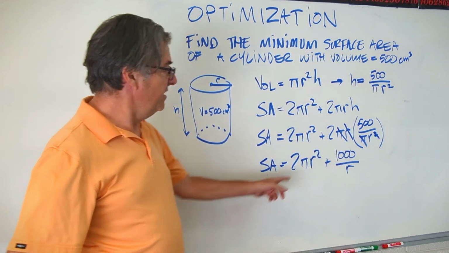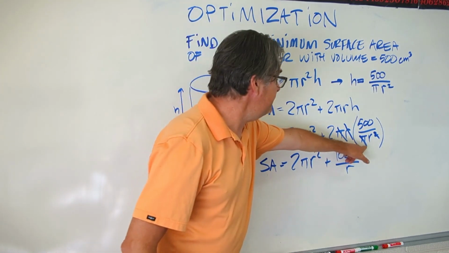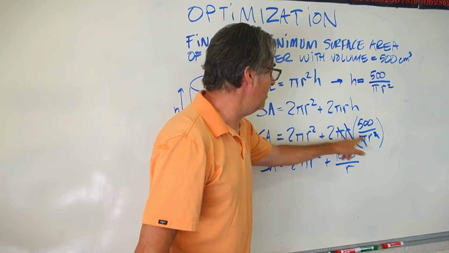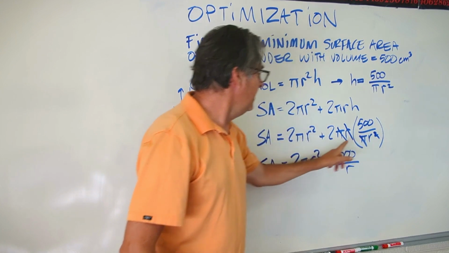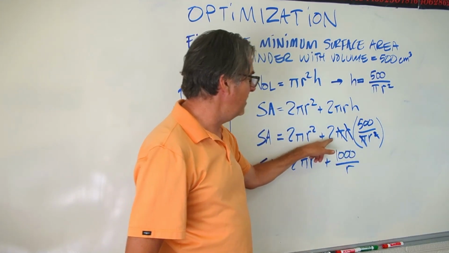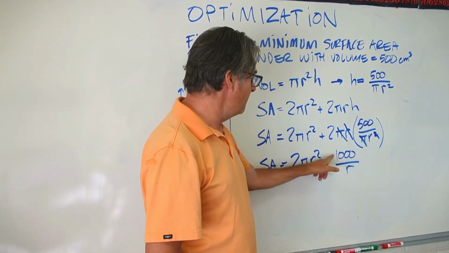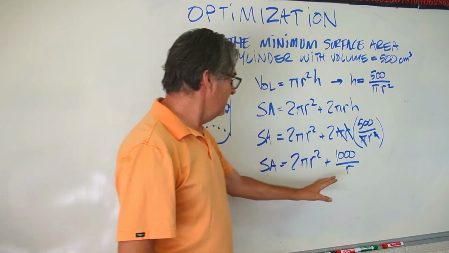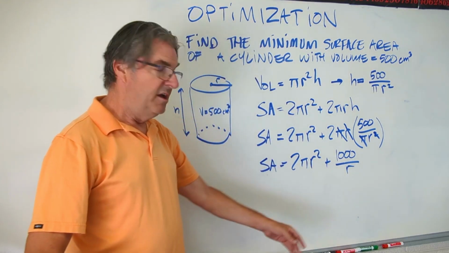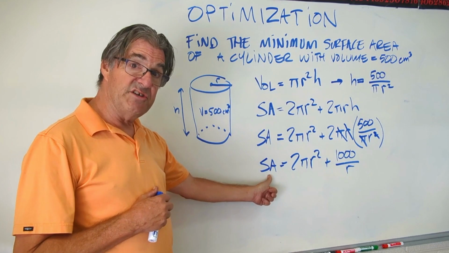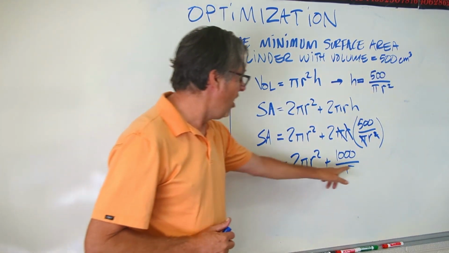Okay, here's what I get. I can cancel out my pi's here. I can cancel this r out and cancel the squared out. And then this is on the top of a fraction, so I multiply that straight across. So I wind up with 1,000 over r. So now this expression shows us surface area of our cylinder as a function of r.